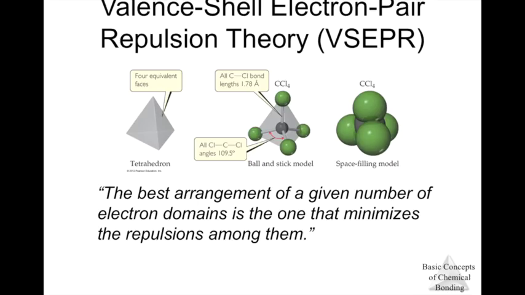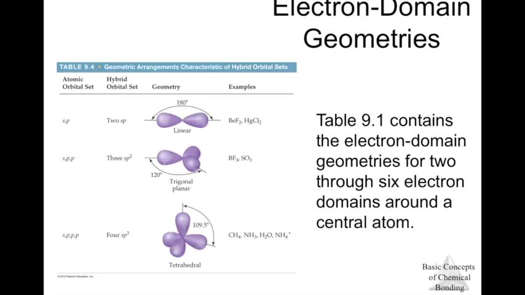And so this leads us to what we call VSEPR, valence shell electron pair repulsion theory. And basically it tells us, like I was saying, that the best arrangement is the one that minimizes the repulsions between electron domains. And so there's lots of these tables in your book that help you figure out what these molecules are going to look like.